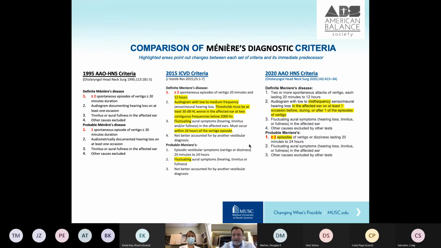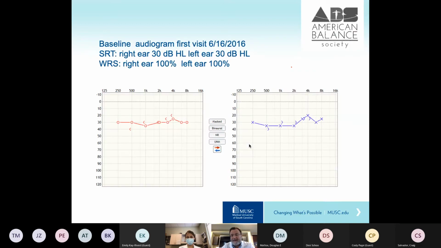Probable Meniere's is more than 2 episodes of vertigo or dizziness lasting 20 minutes to 24 hours. So obviously, if we follow the 2020 AAO criteria, you can say from the start that she has the diagnosis of Meniere's disease. Back in 2016, if you look at the criteria of the Barany Society, the thresholds had to be at least 30 dB worse in the affected ear than the good ear, which was not her case. She had a pretty equivalent audiogram.